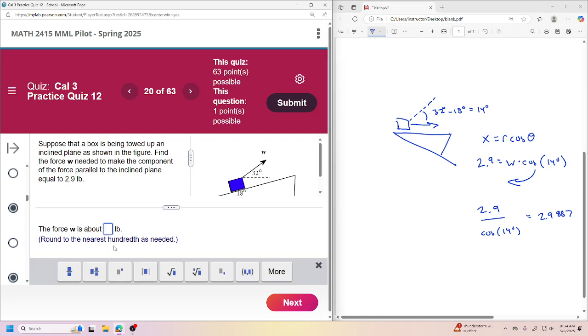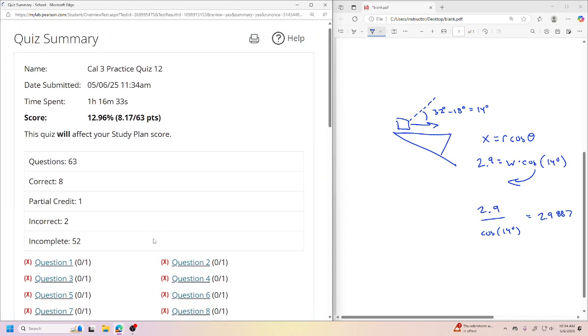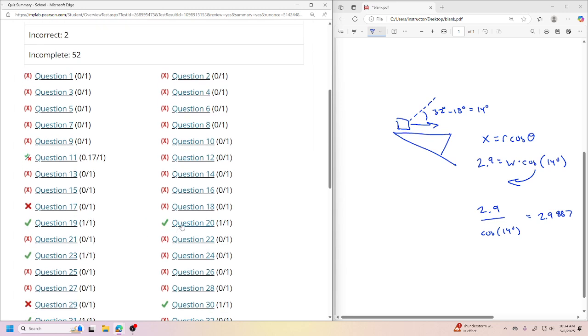So I want to do this and submit it. I want to see if this is what they're wanting. Nearest hundredth would be 2 decimal places, right? So I'm going to submit and just see what happens. We'll come right back to it. This was number 20. And we're right, so that's good.